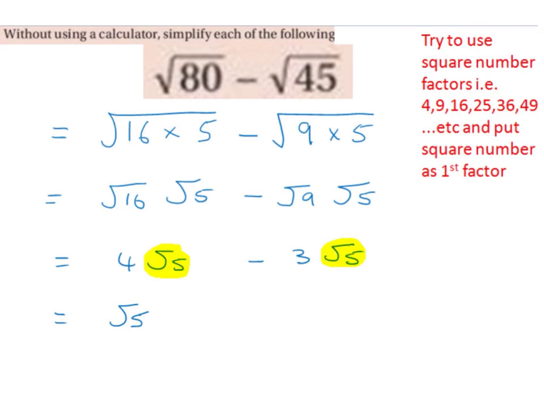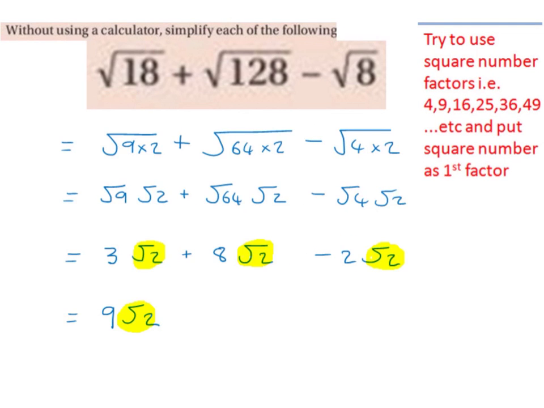Root 45 is the same thing as root 9 times 5. So root 9 times 5 will give us root 9 multiplied by root 5. Root 9 is 3, so we get 3 root 5. So 4 root 5 minus 3 root 5 leaves us with 1 root 5, or just root 5.